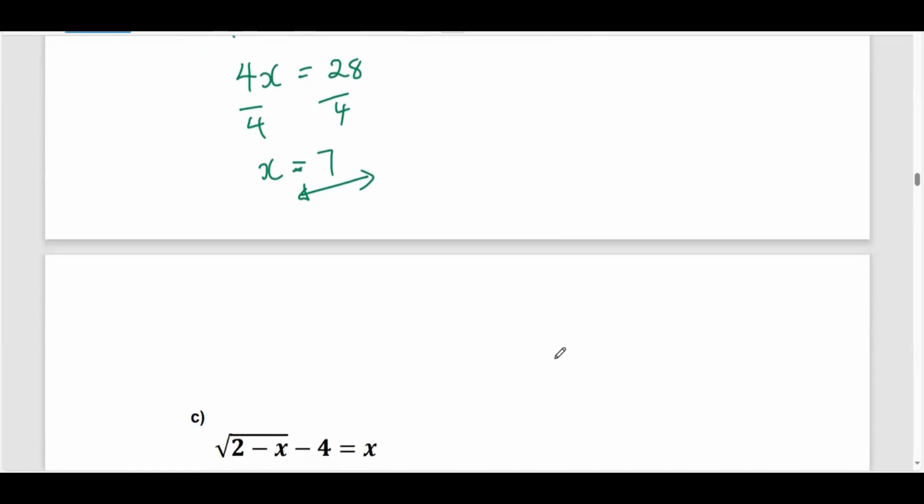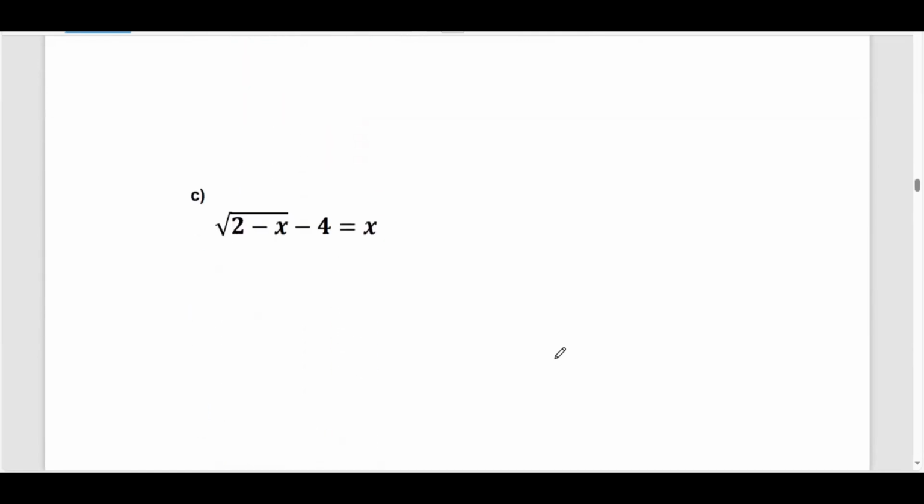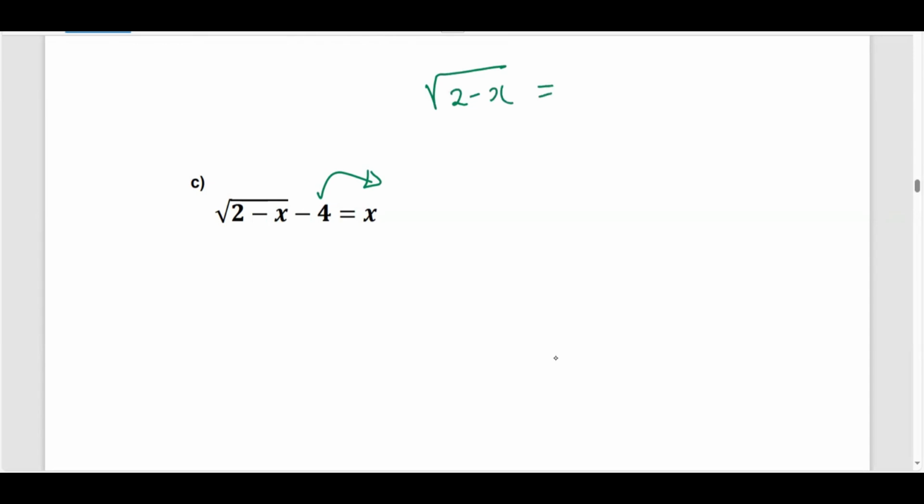All right, then let's look at part C. Part C, we have the root sign, root 2 minus x, minus 4 is equal to x. So let's isolate the root since there's a plus minus sign around here. So we move the 4 to that side. So that becomes root 2 minus x is equal to x plus 4.